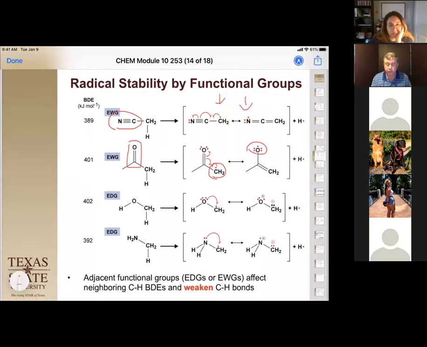Now let's go to an alcohol. That's an electron donating group, right? Because it has lone pairs.